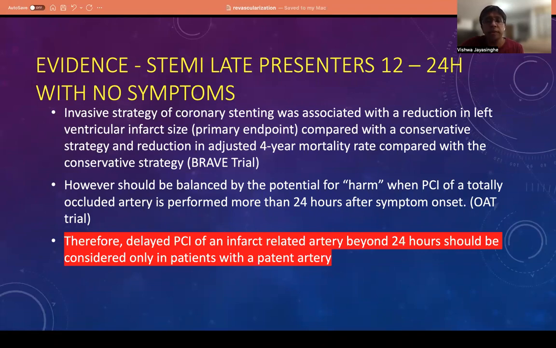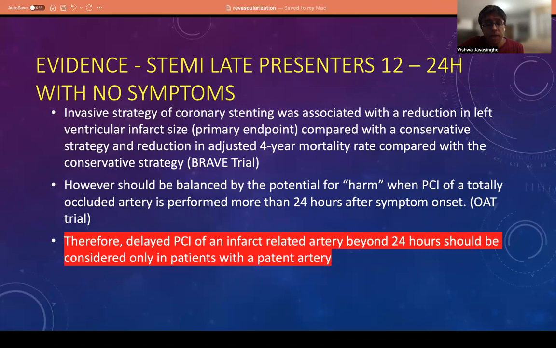Patients who are late presentation of STEMI within 24 hours can undergo primary PCI with the intention of revascularization. It's a class 2A recommendation. However, this late presentation should be balanced with the potential harm of opening a totally occluded artery in a latecomer, especially when the latecomer comes more than 24 hours late, which is demonstrated in the OAT trial.